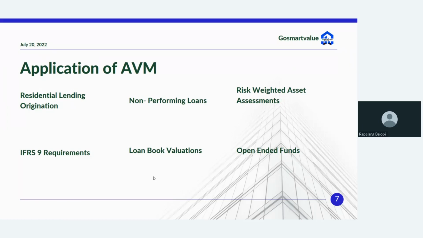And then we are also seeing normal loan book valuations for financial institutions to keep track of where exactly their loan book sits, especially now when the economy is not doing very well. Financial institutions are looking at where exactly they expect their loan books to sit. Are they seeing their loan books growing? Are they stagnating? Are they falling? So that they can make the necessary adjustments to their loan books.